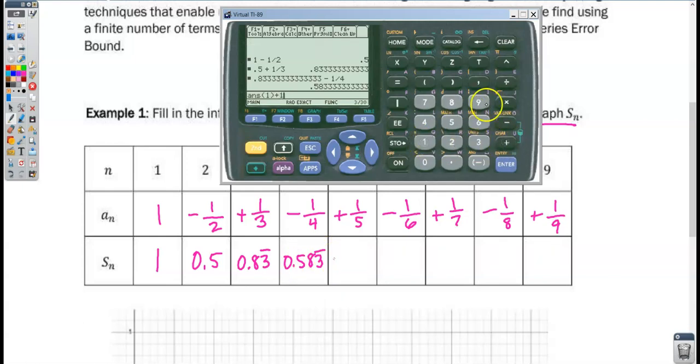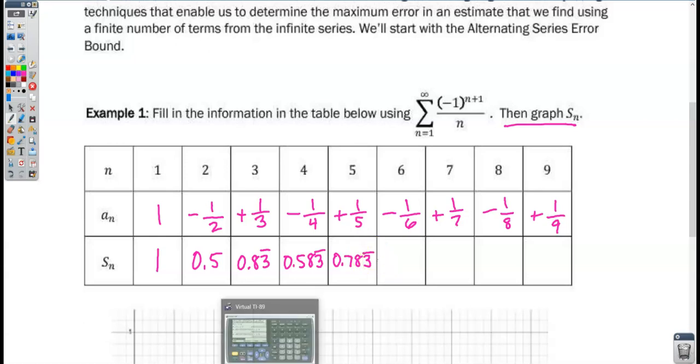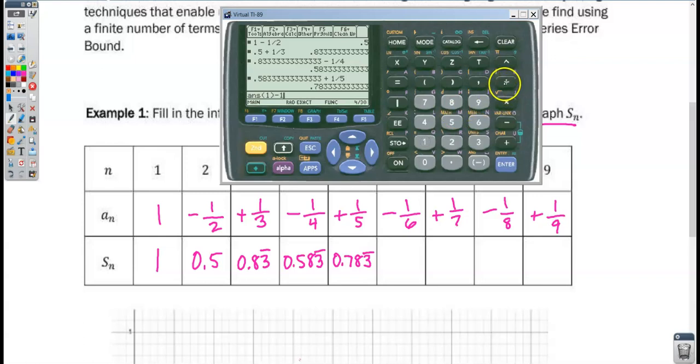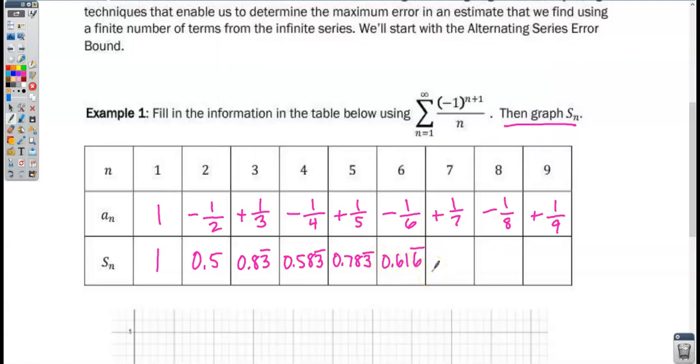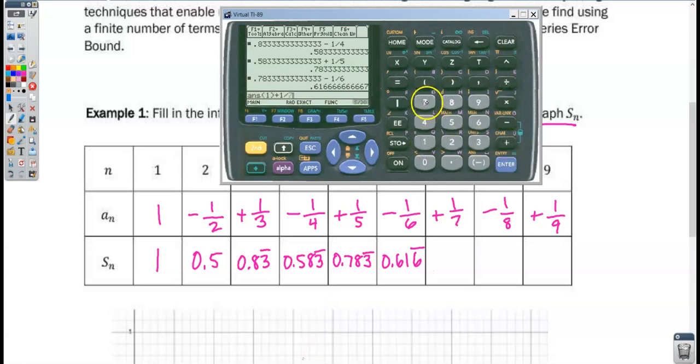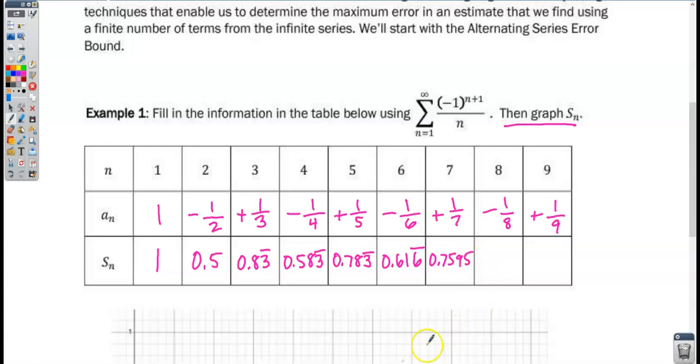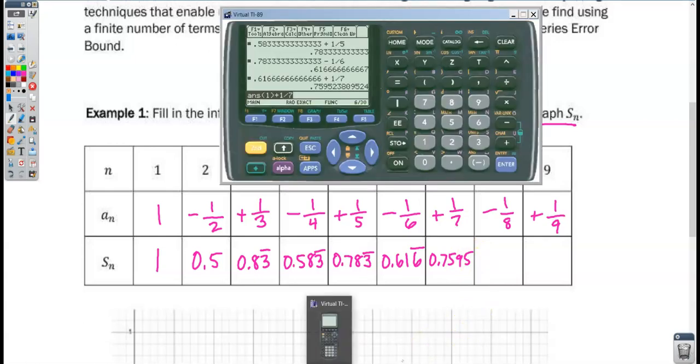And then we're going to add 1/5. That's 0.783, the 3 repeating. Then we're going to subtract 1/6. And that's 0.616, the 6 repeating. And then we're going to add 1/7. It looks like the digits start to repeat at this 9-5-2-3-8, 9-5-2-4. Either way, I'm just going to go with the first. When I go to graph this, you're not going to be able to tell the difference between 0.7595 and 0.75952. Heck, I'm not going to be able to tell the difference between 0.75 and 0.759 when I go to graph this. And then we're going to subtract 1/8.